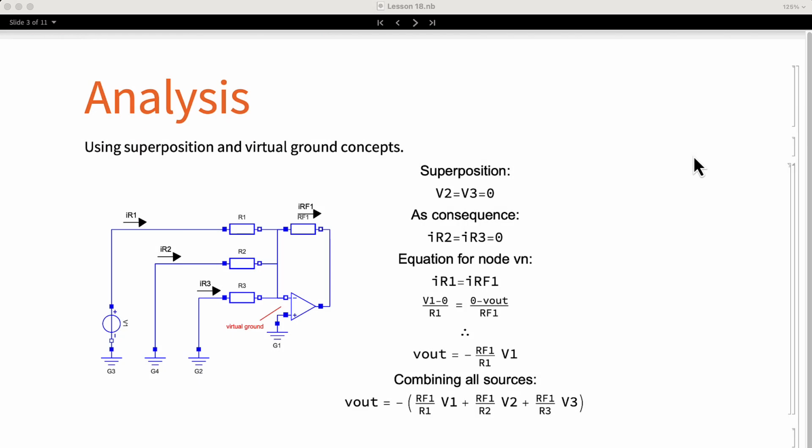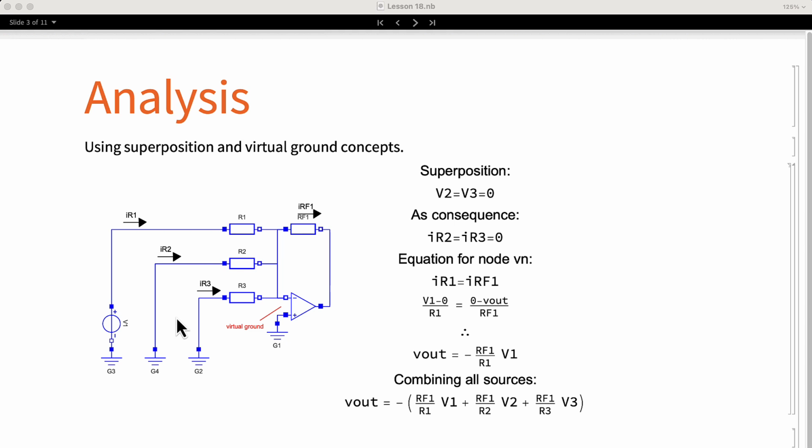Since the circuit has multiple voltage sources, we can use superposition to analyze it. If you notice, the positive pin of the op-amp is connected to ground. Therefore, we can use the concept of virtual ground to simplify the analysis. Let's start with superposition and make the voltage sources V2 and V3 0 volts.